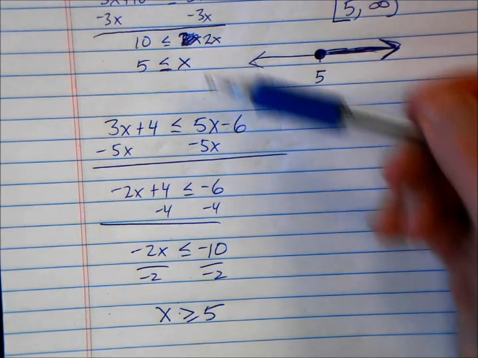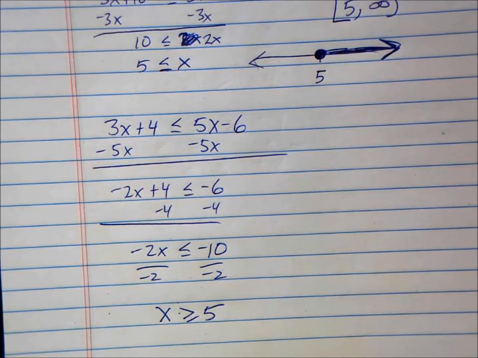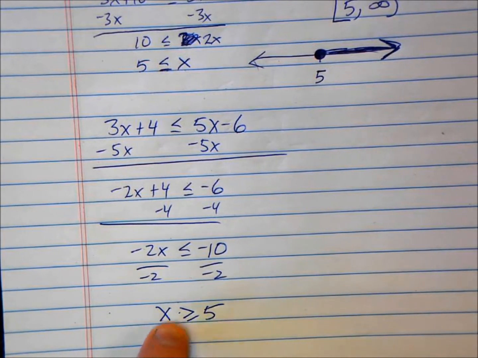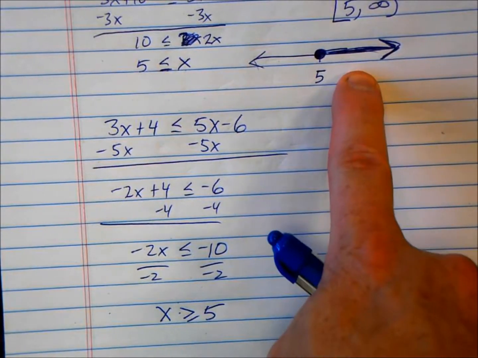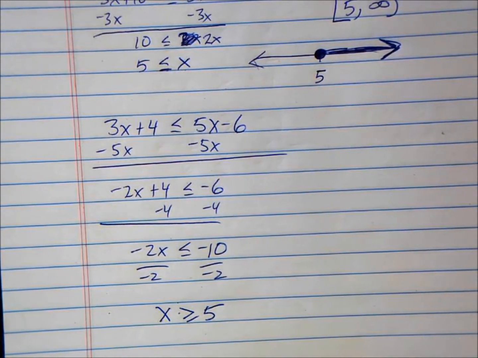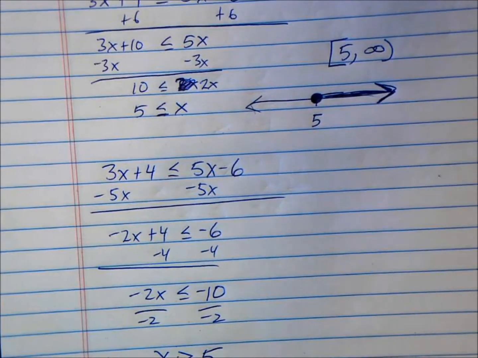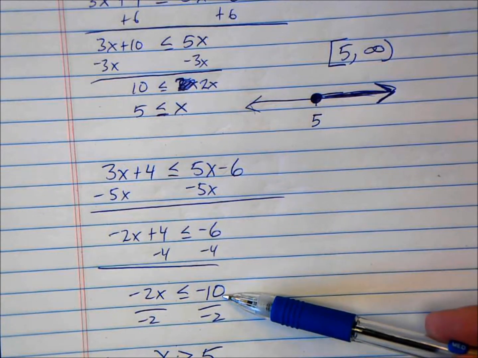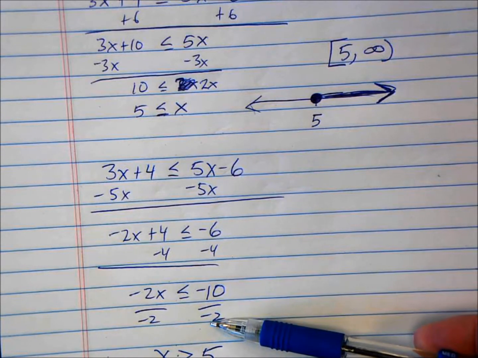5 less than or equal to x, and x greater than or equal to 5 are the same thing. But now, if the x is on the left, then if you see the greater than sign, you do shade to the right. It's still a positive 5, because I take negative 10, divide it by negative 2. Two negatives make a positive when I divide.